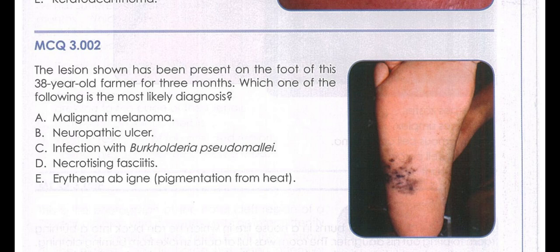A, malignant melanoma. B, neuropathic ulcer. C, infection with Burkholderia pseudomallei. D, necrotizing fasciitis. E, erythema ab igne, pigmentation from heat. So which option is correct? Definitely, if you have gone through the previous pictures, you will give the correct answer. The correct answer is malignant melanoma.